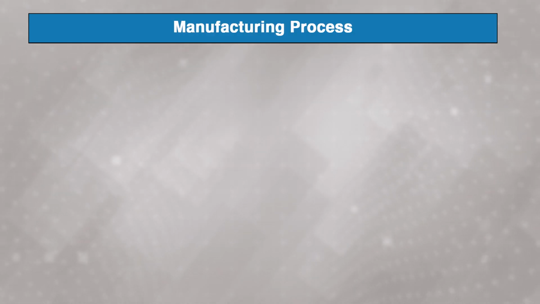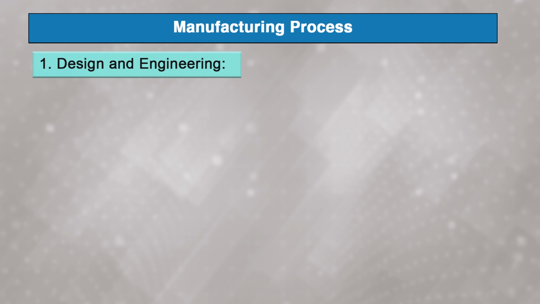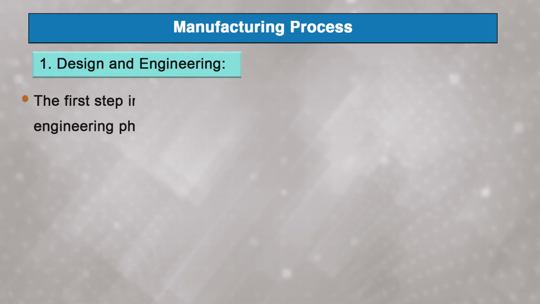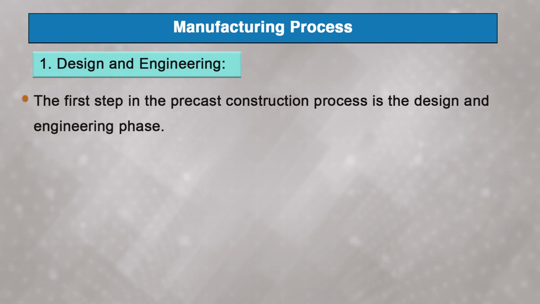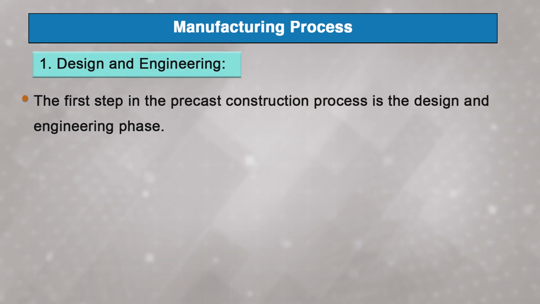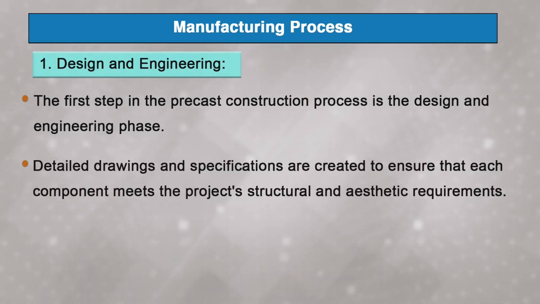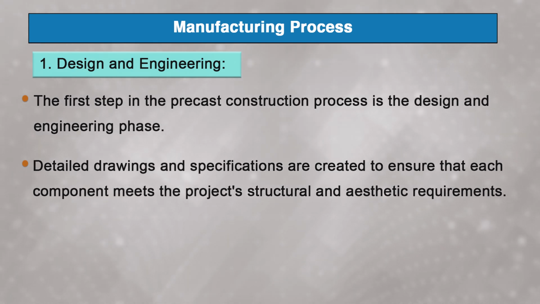Talking about the manufacturing process, let us discuss. First is the design and engineering. The first step in the precast construction process is the design and engineering phase. Detailed drawings and specifications are created to ensure that each component meets the project's structural and aesthetic requirements.